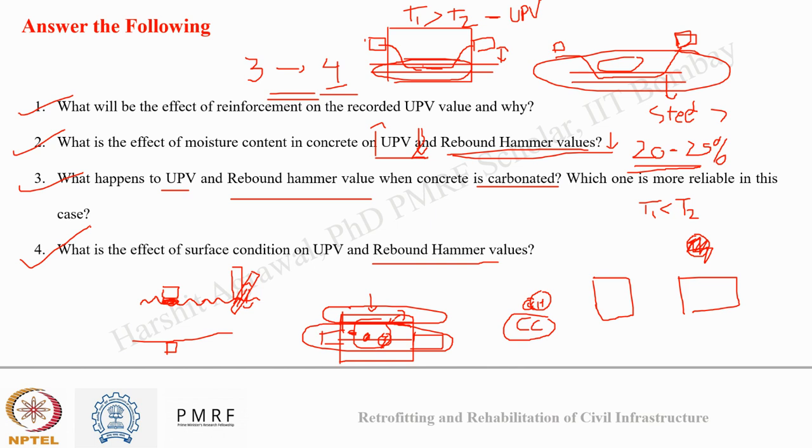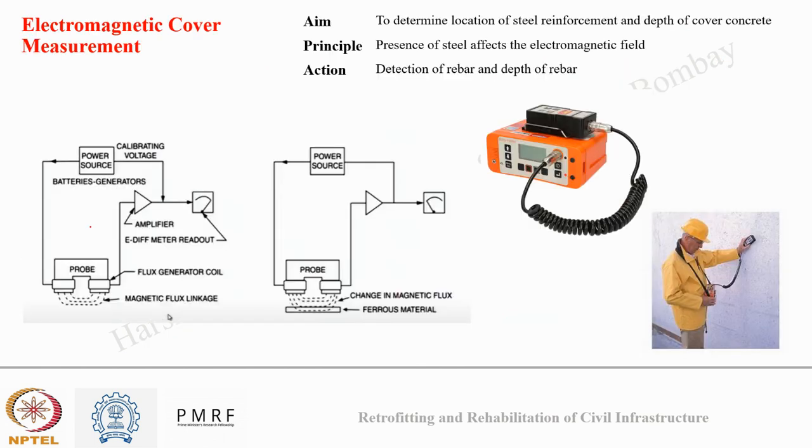Okay. Now the third entity is electrochemical cover measurement. The aim of this is to determine the location of steel reinforcement and depth of concrete cover, and it is based on the principle that the presence of steel may affect the electromagnetic field. And the direct action of this is the detection of free rebar and the depth of free rebar.